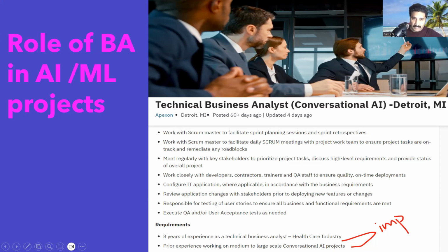Now in the requirements, they're saying prior experience working on medium to large scale conversational AI projects. So they are looking for prior experience. So what do you have to do? You need to get some prior experience. At least you need to be familiar with the projects that are dealing with AI for large or medium scale AI projects, right? That's how you apply for these jobs. Okay, let's get to the final slide here.